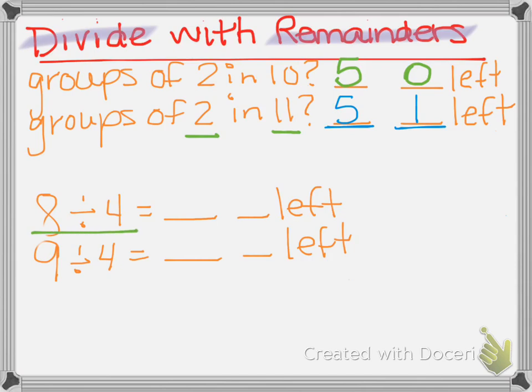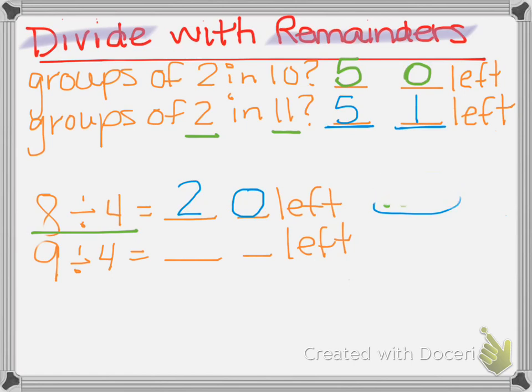On your paper, we're going to do 8 divided by 4, which is still how many 4s are in 8. Well, let's count: 1, 2, 3, 4, 5, 6, 7, 8. 8 is my total, and I need groups of 4. So there's a group of 4, and there's a group of 4. So how many 4s are in 8? There are 2. Do we have any left over that are not circled? Nope. So 8 divided by 4 is 2 with none left, or none remaining.